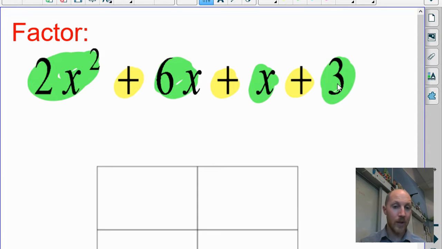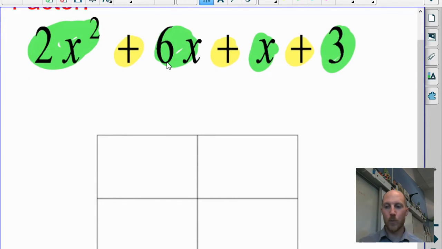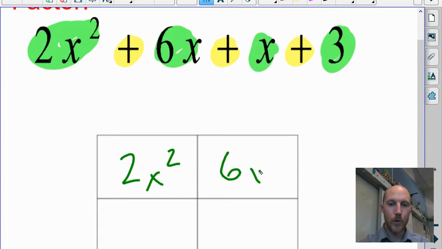So the directions ask us to factor. This obviously is not a multiplication problem, it's addition. So we're going to need to rewrite this into a multiplication format. The way we do that is I'm going to take these 4 terms and put them inside this multiplication box. I'm going to pretend like that was the answer, and we need to find the original multiplication problem.